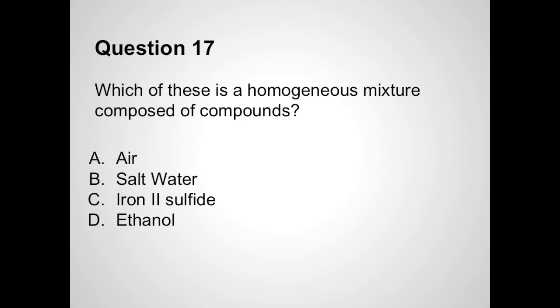Which of the following is a homogeneous mixture made or composed of compounds? Well, the air is a homogeneous mixture, but it is made of compounds and elements like oxygen and argon and nitrogen, among other things. Salt water is the answer here because it's sodium chloride and H2O mixed together. Iron sulfide, iron 2 sulfide is a compound, and ethanol is also a compound.